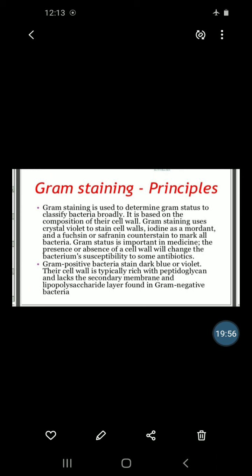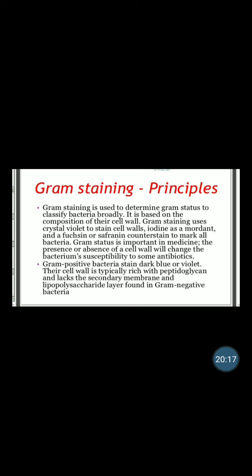Then we will see the principle of gram staining. The gram staining is used to determine the gram status to classify the bacteria broadly. And second, it is based on the composition of their cell wall. Next, gram staining uses crystal violet to stain the cell wall. Then iodine is used as a mordant, and fuchsin or safranin is used as a counter stain.